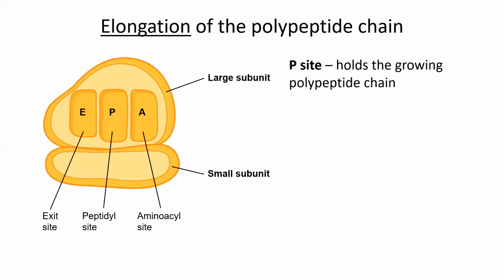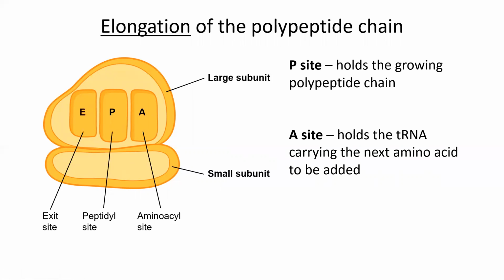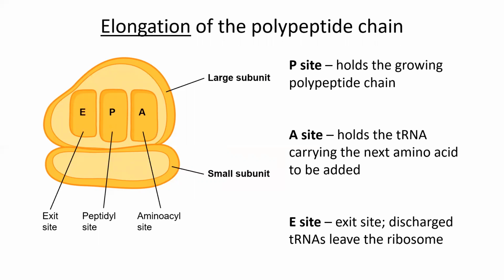So your P site is going to hold the growing polypeptide chain. You guys just need to know it as the P site. The A site holds the tRNA. It's essentially waiting to transfer over to the P site. So it's carrying the next amino acid to be added. And then the E site is your exit site, and that's where it gets rid of tRNAs. This is where your tRNAs are discharged, and they leave the ribosome, presumably to go get a new amino acid attached to it.